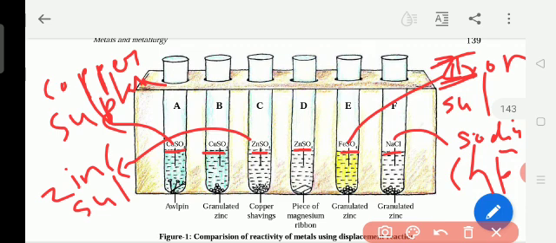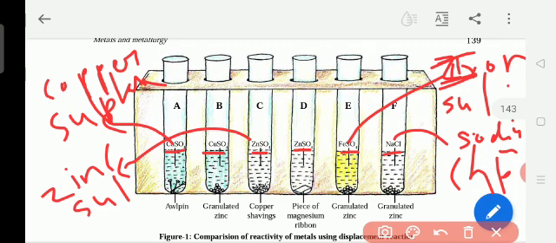CuSO4, copper sulfate solution. In class 9th you did a practical on displacement reaction. You took the copper sulfate solution in two test tubes and you put nails inside, and after some time you saw the color changed because of the displacement of the elements. So here also we learn about the reactivity of the elements by doing the displacement reaction.